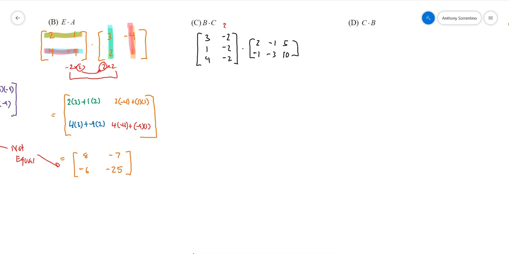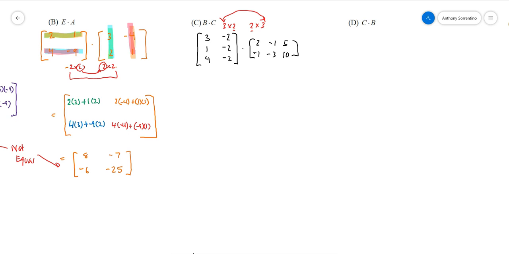This is a 3 by 2 matrix. This is a 2 by 3 matrix. So the inner dimensions match, so multiplication can be done. And the final answer is going to be a 3 by 3 matrix. So I have to make sure I'm making room for a 3 by 3 matrix.